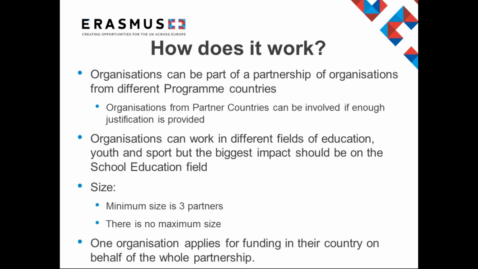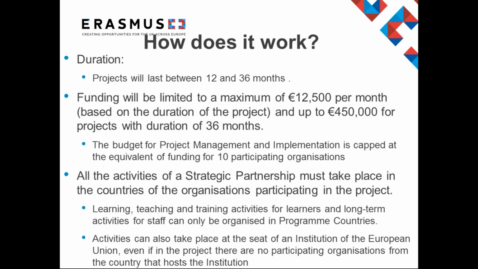The lead organization will apply for funding on behalf of the whole partnership. Therefore, you should make sure that you are applying for the funding that yourself and all your partners will need. All projects must last between 12 and 36 months. While there is no maximum size for the partnership, the funding for project management and implementation is capped at the equivalent amount for 10 partners. You can find more information about eligibility criteria in pages 106 to 110 of the 2019 program guide.